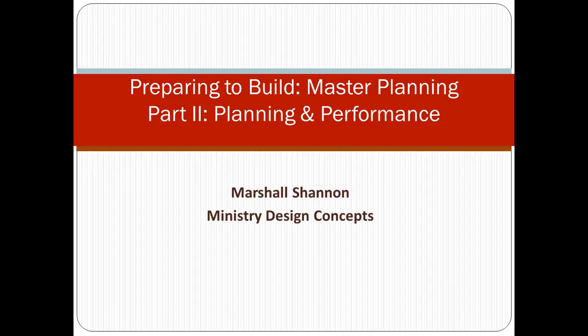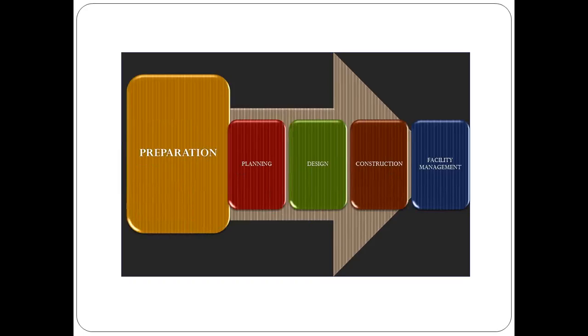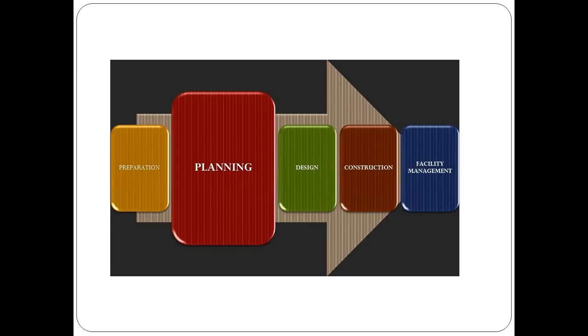Today we're going to talk about it where you are planning to move ahead and you're hiring an architect and you want to plan so that you can give them the information they need and they can perform and work together with you to produce a master plan. There are 5 phases in any church construction project: preparation, planning, design, construction, and then facility management, caring for what you've built. Today we're going to talk about preparation and planning stages in dealing with planning and performance of the master plan.